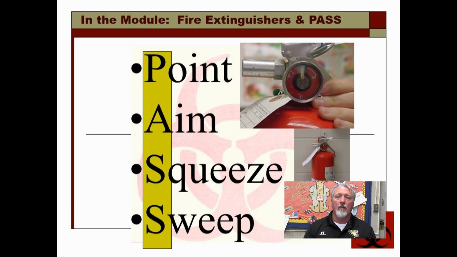You will have to pull the pin and then you can squeeze the handle. As you squeeze the handle, it will start to discharge the chemicals and water and what have you that's in your particular fire extinguisher out the end of the nozzle. And then the last S is for sweep. Sweep across the base, the source, kind of back and forth with the end of the fire extinguisher.